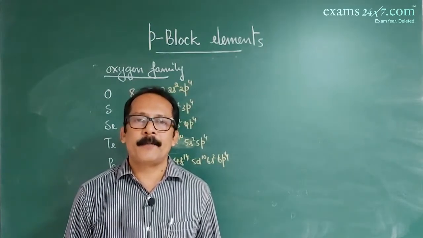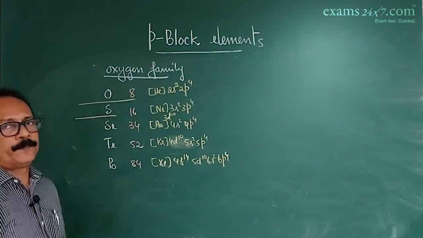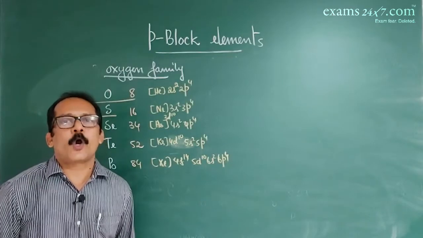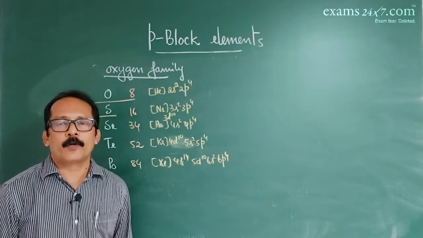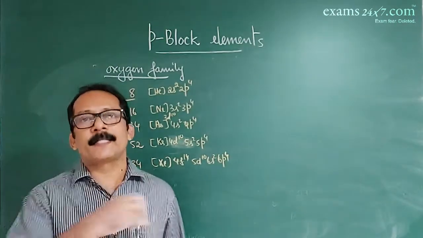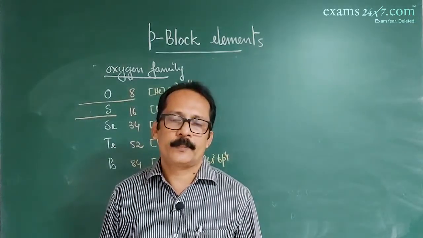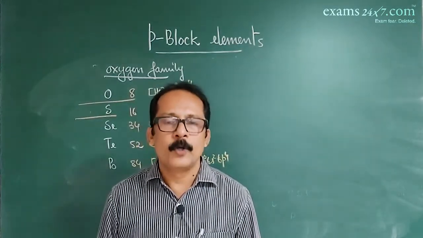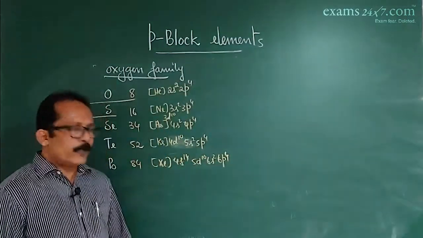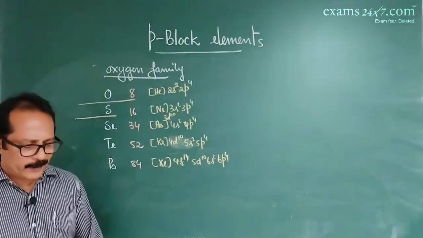Elements of the second period and elements of the third period. Here, this is an element of the second period. This is an element of the third period. Sulfur has more electron gain enthalpy than oxygen. The electron gain enthalpy of oxygen is less than sulfur. That is due to the smaller size of oxygen. So, electronegativity decreases down the group.